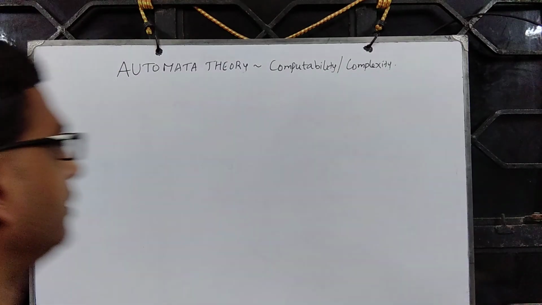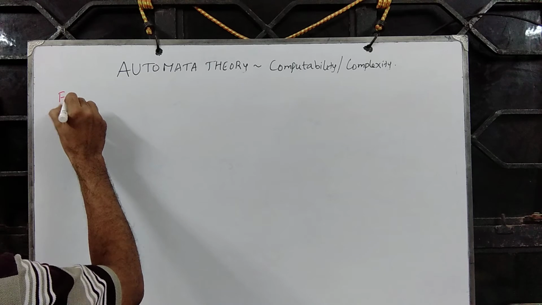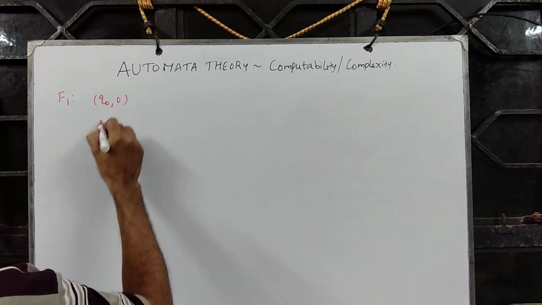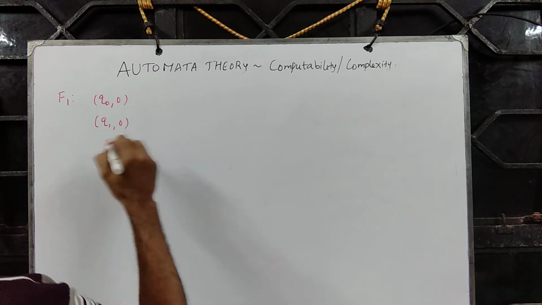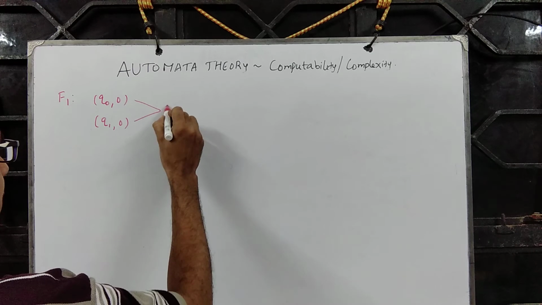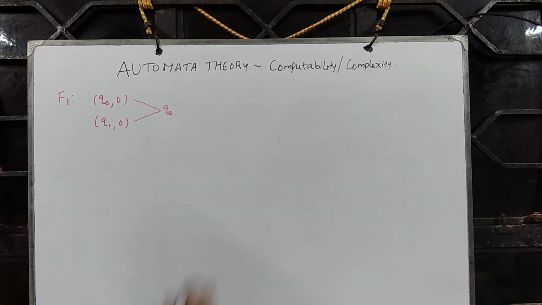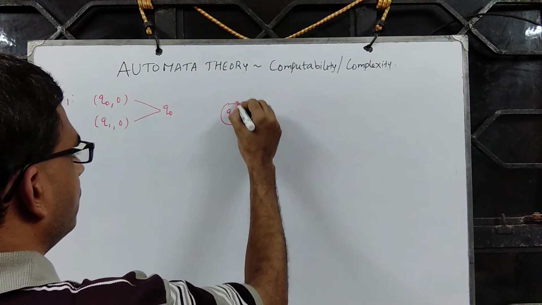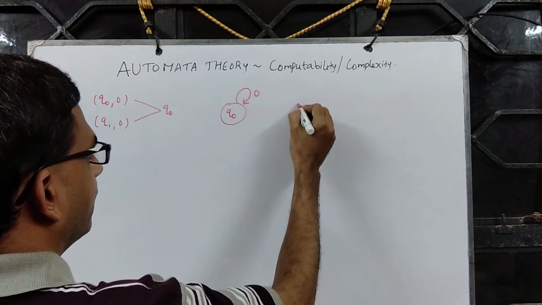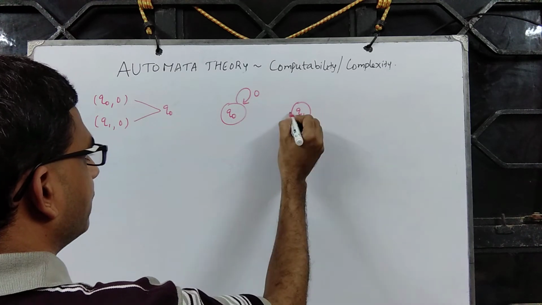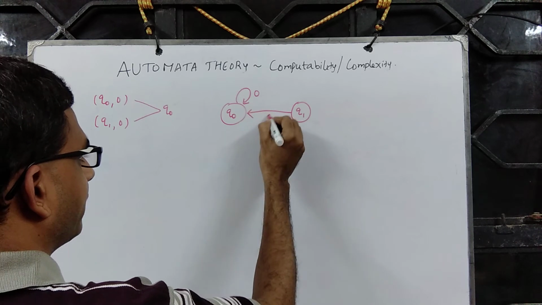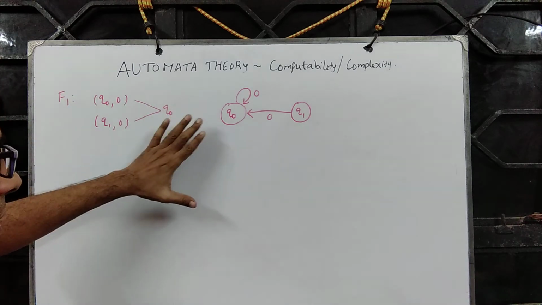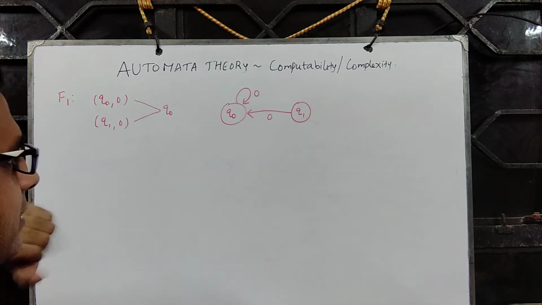So let's look at the first function, which says q0 comma 0 and q1 comma 0 both are mapping to q0. So it's like this. q0 comma 0 and q1 comma 0 both are mapping to this. Now this is all the function is giving us. Like this we have 4 different functions.